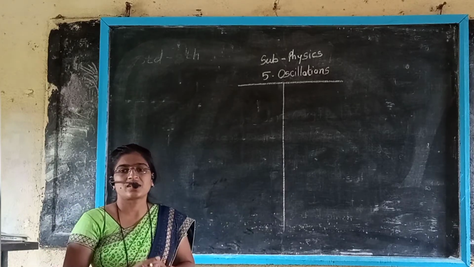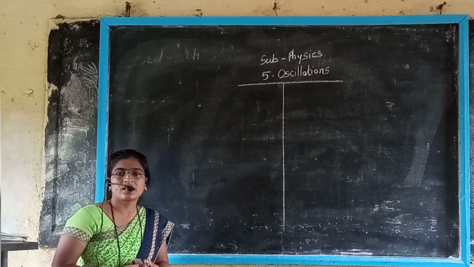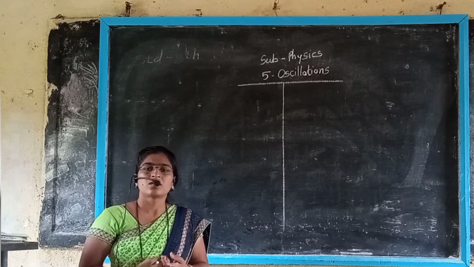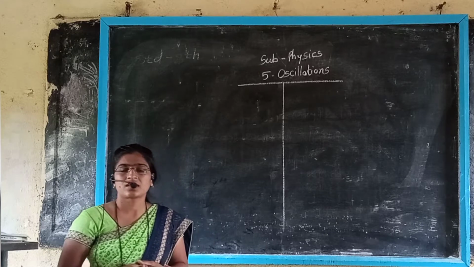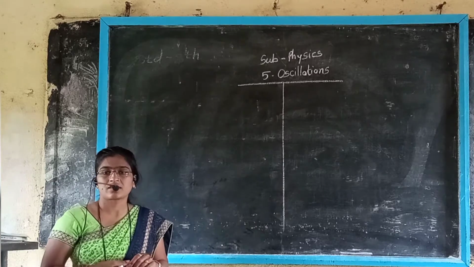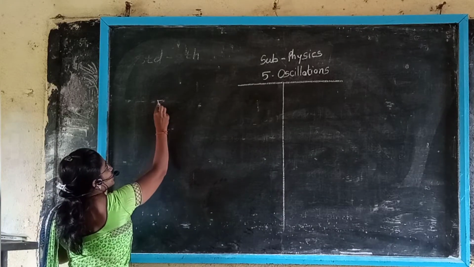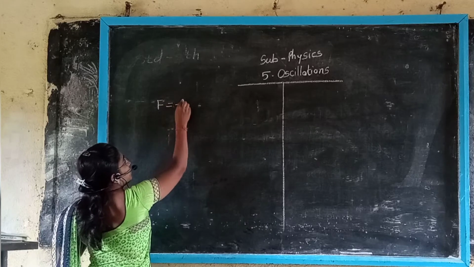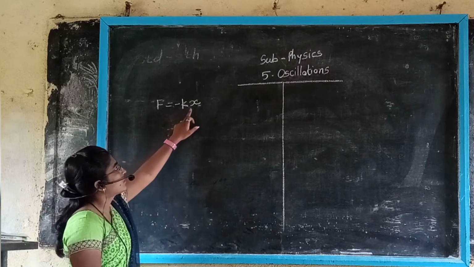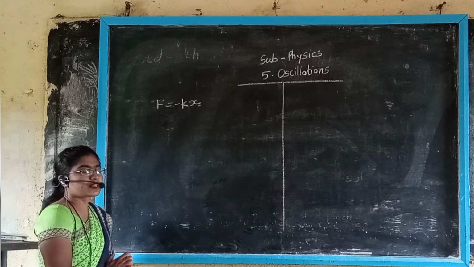Today we are going to study our fifth chapter, that is oscillation. Before this we studied linear simple harmonic motion. In linear simple harmonic motion, force is always directed towards the mean position and its magnitude is directly proportional to the displacement. Therefore, we get the formula F is equal to minus kx. Here force is directly proportional to displacement.